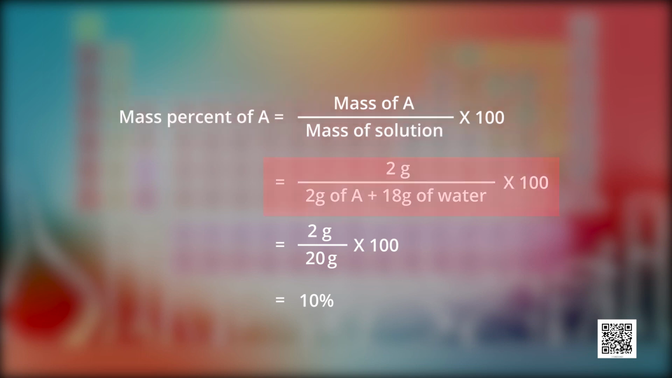Here A is 2 gram. So we will write 2 gram divided by 2 gram of A plus 18 gram of water, because we want the mass of the solution, multiplied by 100. After that, we will get 2 upon 20 into 100 and the result is 10%. Next concentration term is mole fraction.